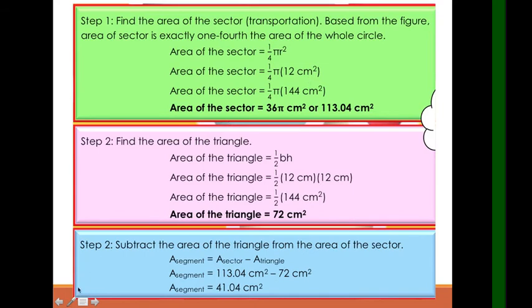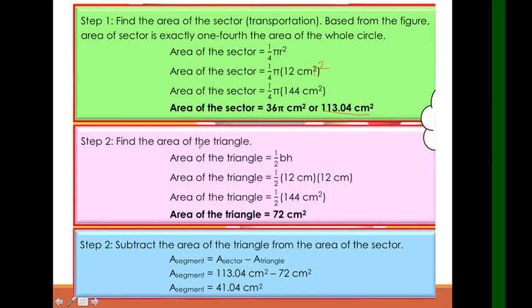I think mali. Dapat 12 centimeter yung squared nasa labas. So we have 144 squared centimeter. Ayan. Then multiply mo siya ng 1/4, that's 36. Because 144 times 1, divide mo siya ng 4, 36 pi squared centimeter or 113.04 squared centimeter. That's the area of the sector of the transportation.